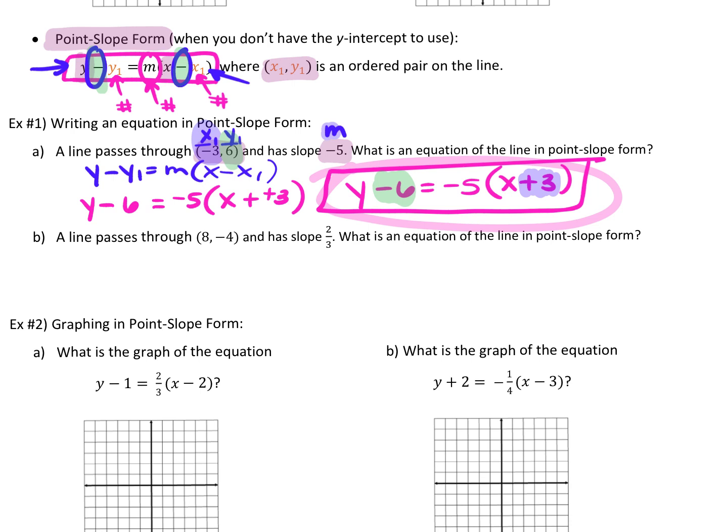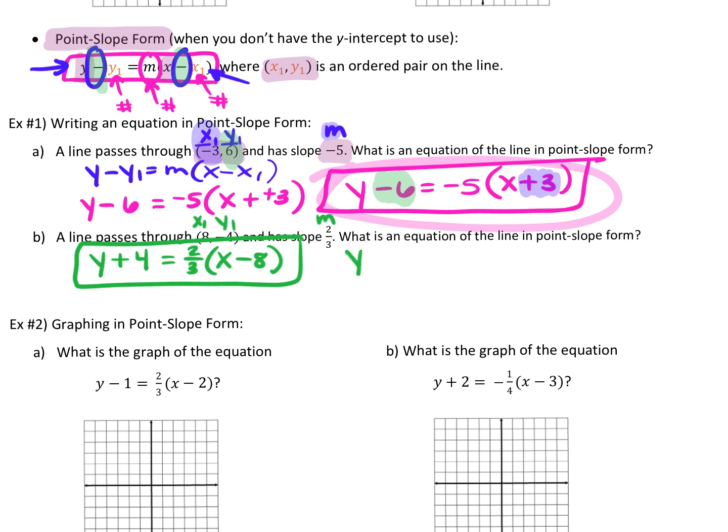Okay, what did you get? 4 minus y. Not 4. Y plus 4 equals what? 2/3 X minus 8. Okay, so this is your best answer, right? This was your x1 and your y1. This is your m. So it's y minus a -4. But we don't want to write that as minus a negative because the simplest way to write it is plus, right? So it's y plus 4, and then 2/3 x minus 8. So this is how I would prefer you give me your final answer. Don't write minus -4, write plus 4, okay?